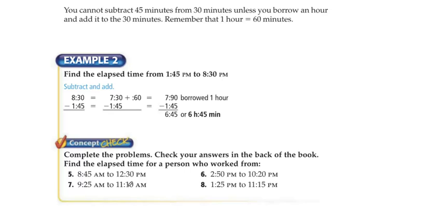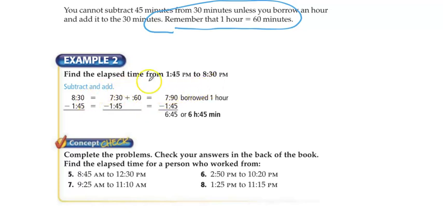The next part is example 2, and this is a little more complicated. You have to remember that 1 hour equals 60 minutes. This gets a little more complicated because of subtracting. For all the times that you worked subtracting and you would borrow, you would always borrow 10, but we aren't borrowing that. We're actually borrowing 60 minutes.